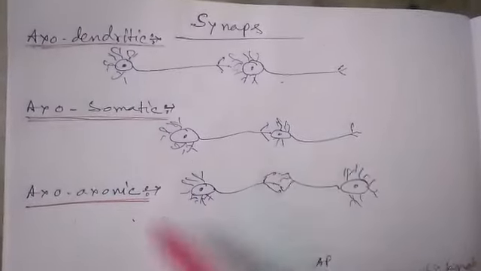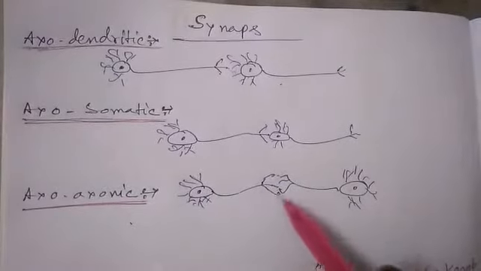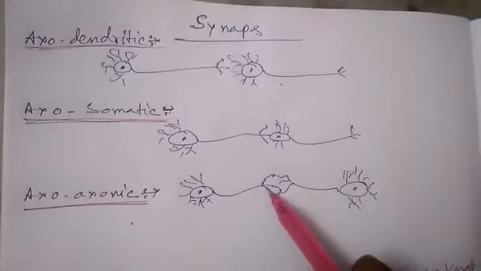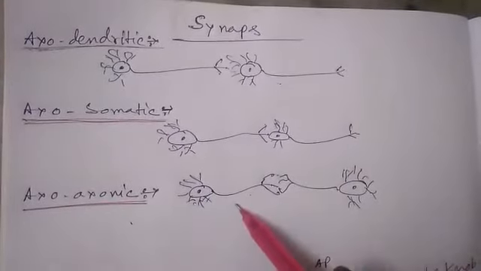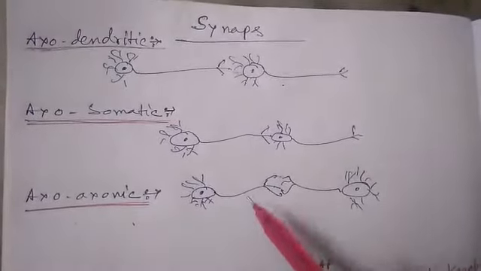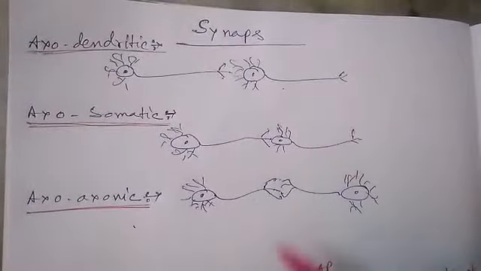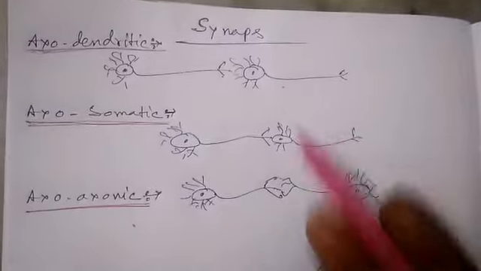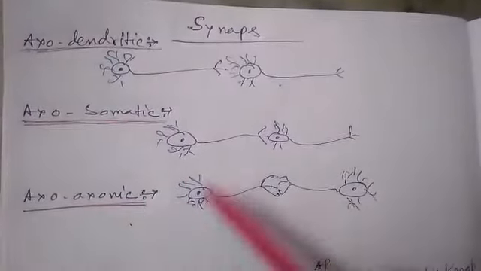synapse. Finally, exoaxonic synapse. When the synapse is made up between the connection of two axon terminals of two successive neurons, it is known as exoaxonic synapse. Hence, synapse is classified into three types according to their origin: exodendritic, exosomatic, and exoaxonic synapse.